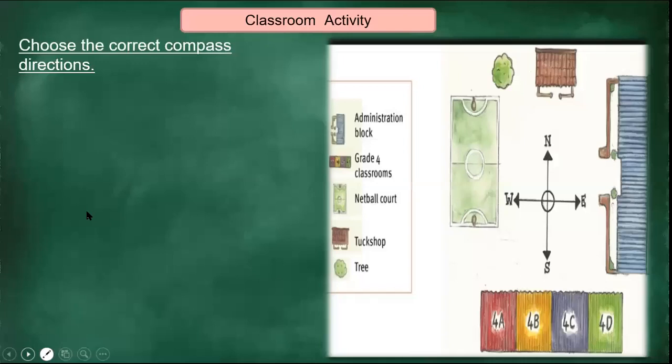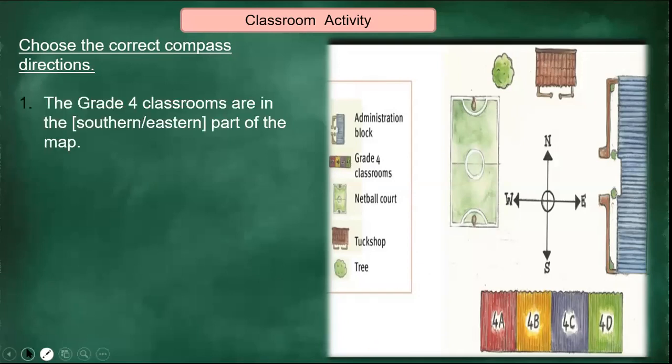Class activity. That was quick. Yes, we are having a class activity. I want to see how far you can think. Choose the correct compass direction. As you can see here, this is a map of a school. Here are the questions. Question number 1. The grade 4 classrooms are in the southern or eastern part of the map. I want you to identify. Are they in the south or east?